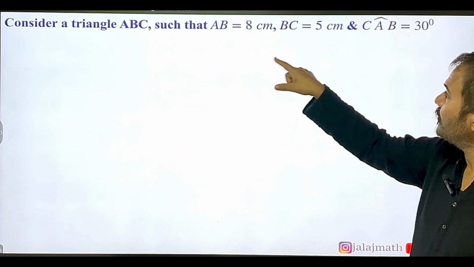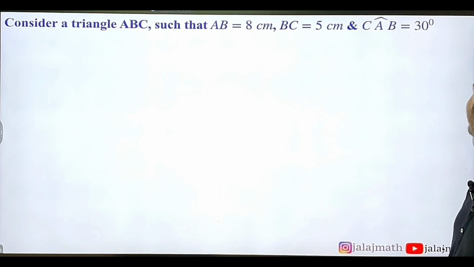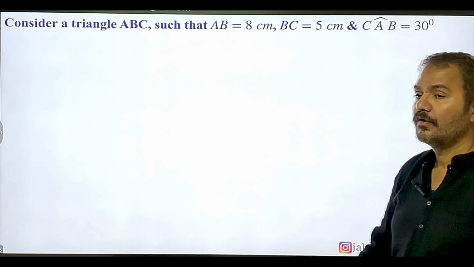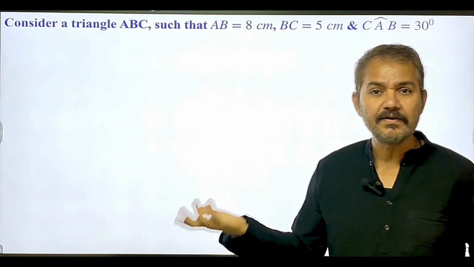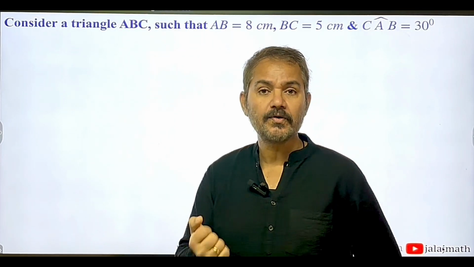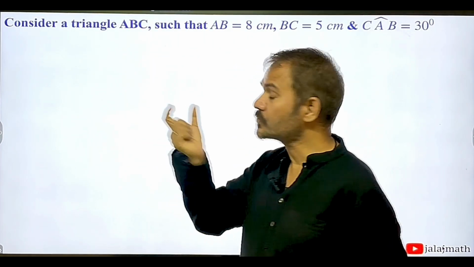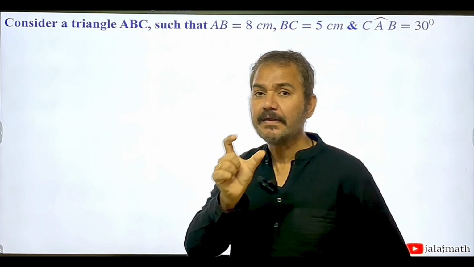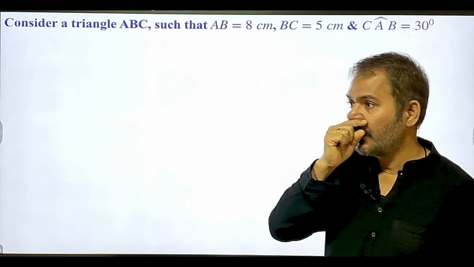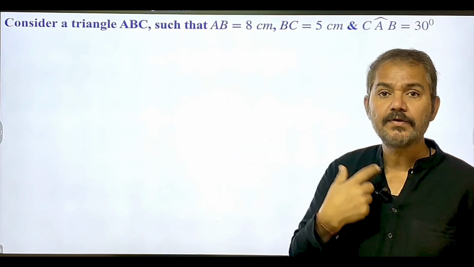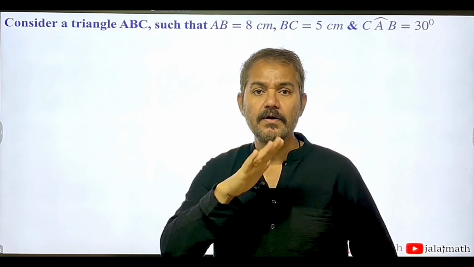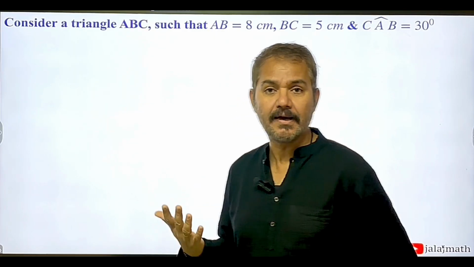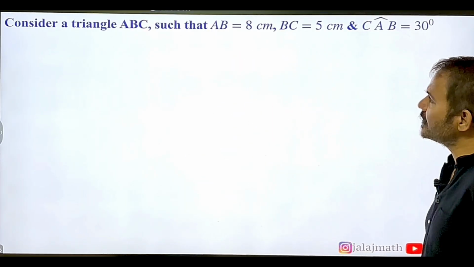Consider a triangle ABC such that AB is 8, BC is 5 and angle CAB is 30. This question could ask you to solve for a specific angle, or to solve the triangle. When it says solve the triangle, it means you need to find all unknown angles and sides. So here, let's check first.